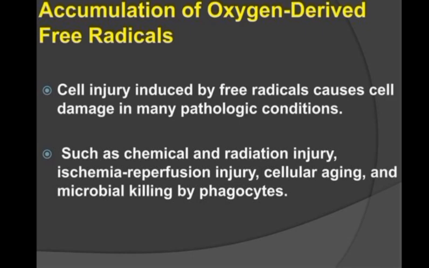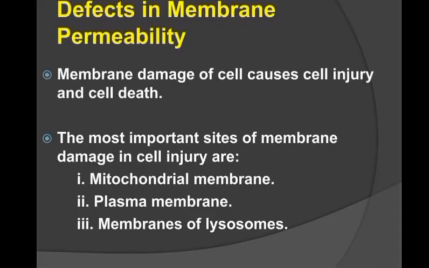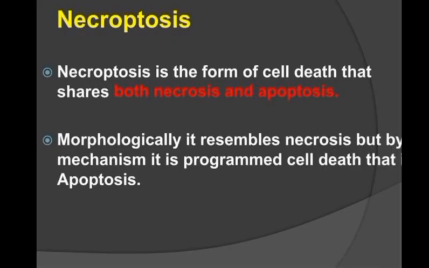Next, accumulation of oxygen free radicals. Cell injury induced by free radicals causes cell damage in many pathological conditions, such as chemical and radiation injury, ischemic reperfusion injury, cellular aging, and microbial killing by phagocytes. Defects in membrane permeability: membrane damage of the cell will cause cell injury and cell death. The most important sites of membrane damage are the mitochondrial membrane, plasma membrane, and membranes of lysosomes.